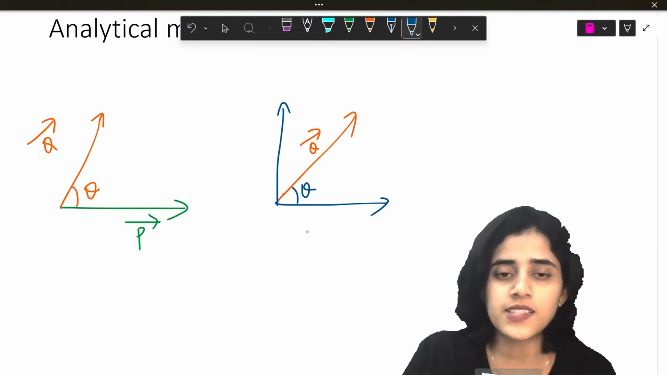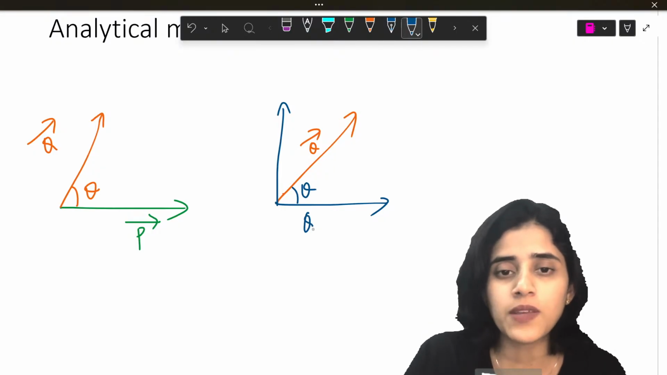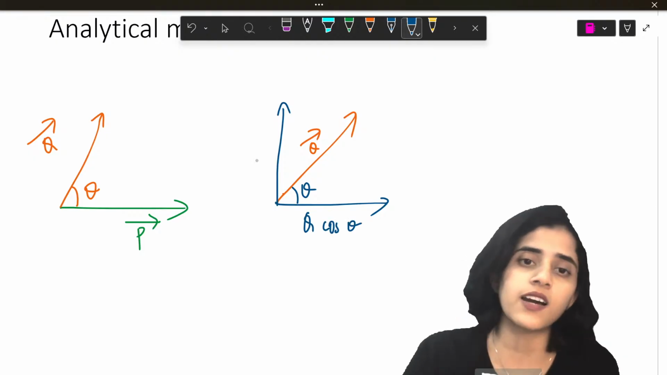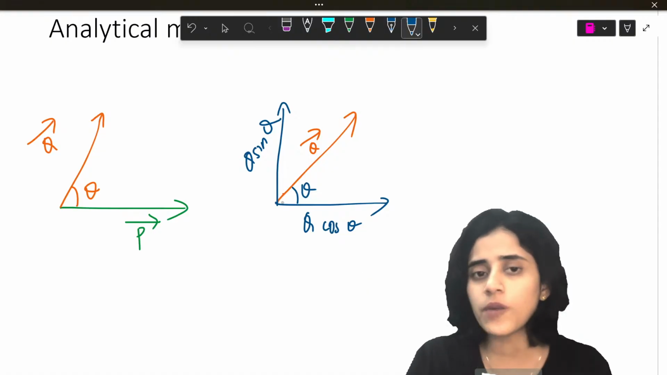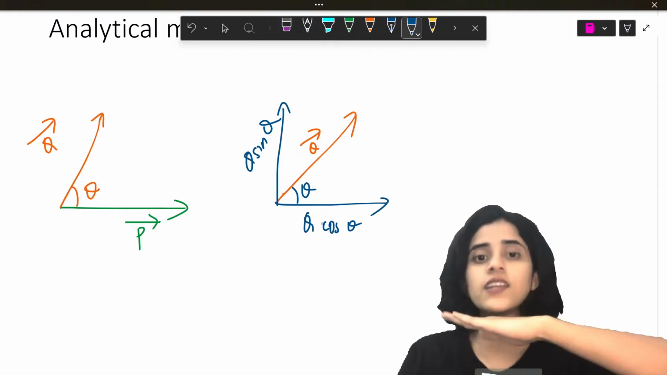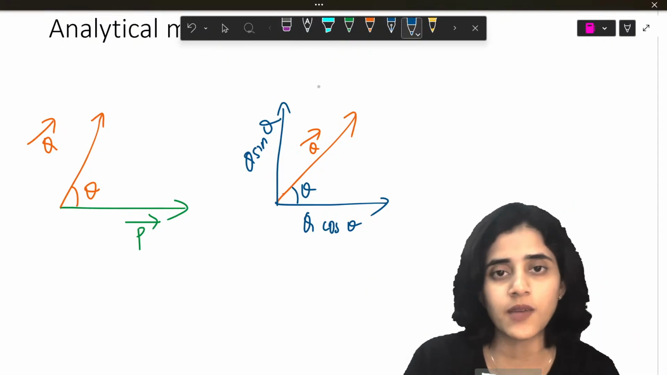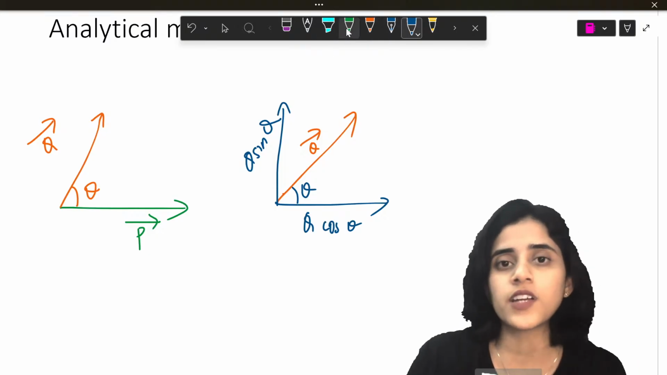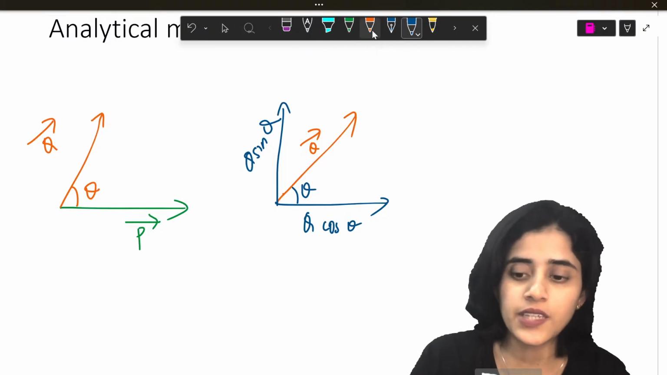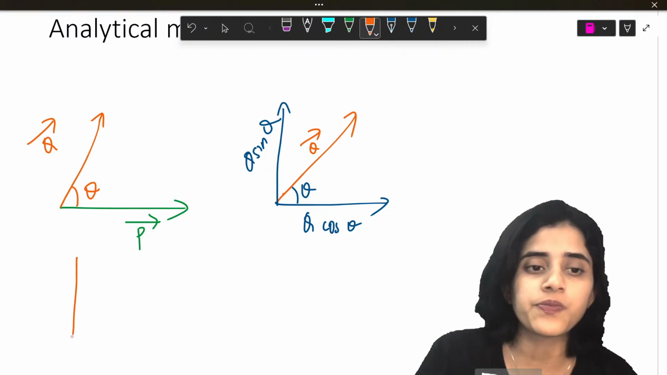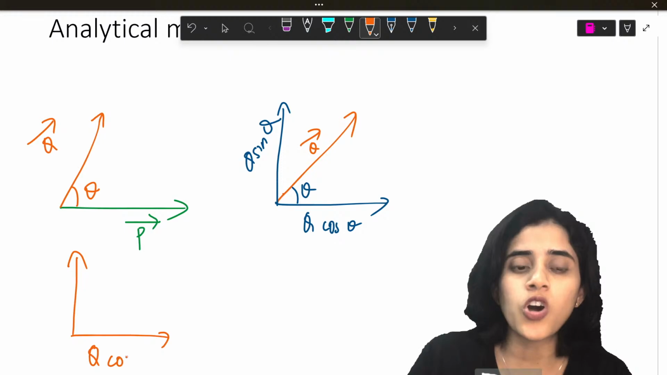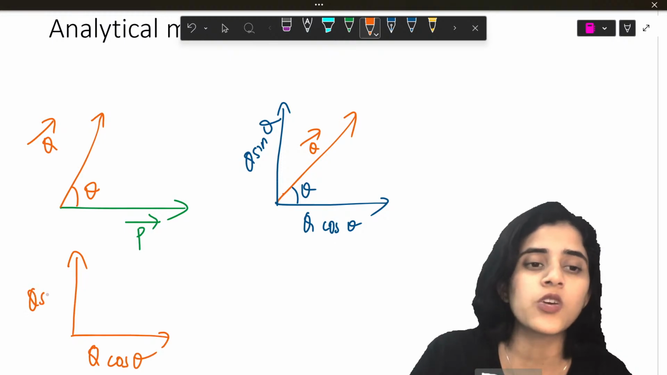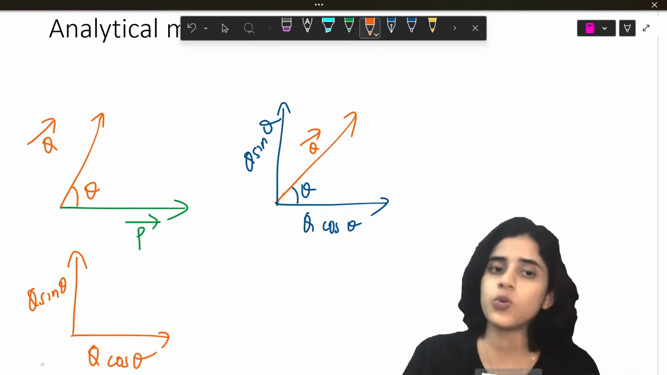Now if this is theta, then obviously this will be Q cos theta and this will be Q sin theta. Now instead of Q, I can write Q cos theta and Q sin theta. Now what will my new vector be? The new vector will be like this. So this will be Q cos theta. This will be Q sin theta. So instead of Q, I can write this.